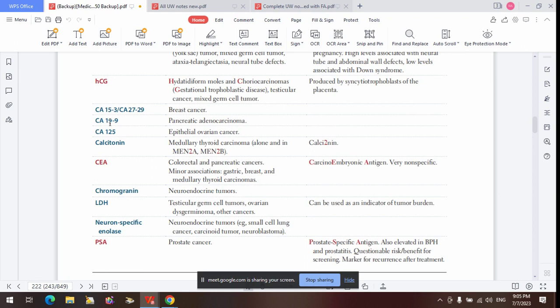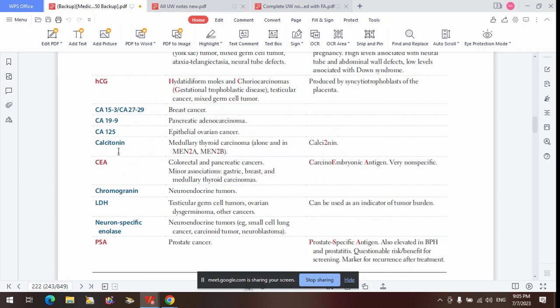15, 19, 125. They don't typically talk about the 15 for breast cancer, but 125 is very important for epithelial ovarian cancer, a very distinct marker for it. And 19 for pancreatic adenocarcinoma. They are elevated in those patients.